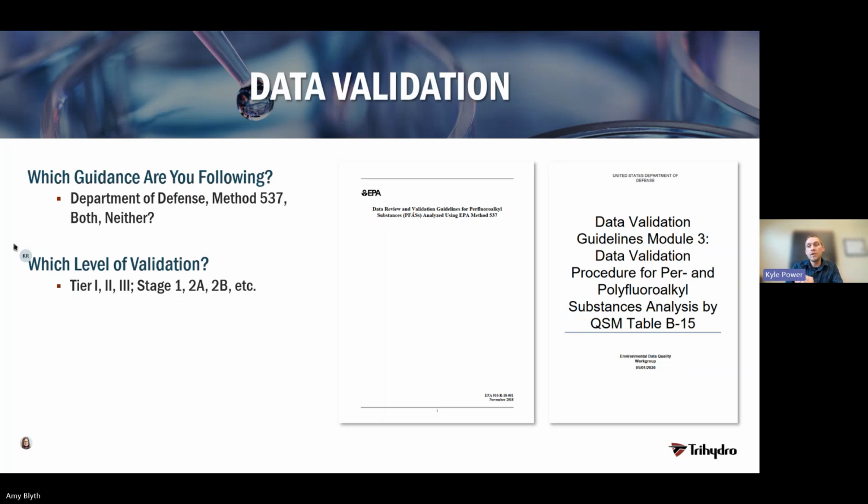Or are we taking a step further and doing a stage 2A where we're actually looking at the limits based off of high or low bias? We're actually qualifying that data, high or low. If we have gross exceedances, are we rejecting that data? And then there are even further validation levels where you're actually going into the instrumentation, the raw data, and making sure that the lab's doing their calculations correctly. And so the extent of validation could get pretty lengthy, or it could be not much at all.